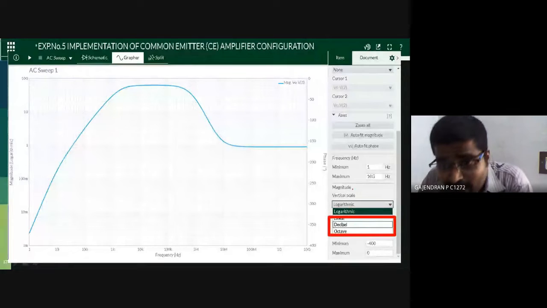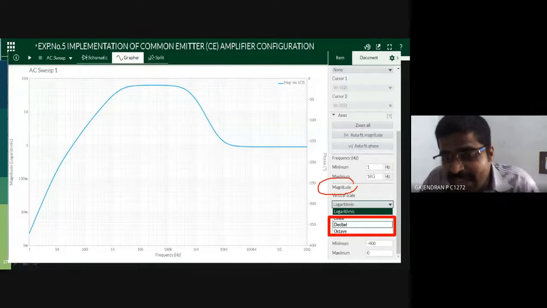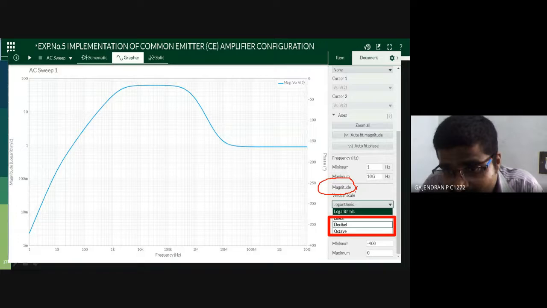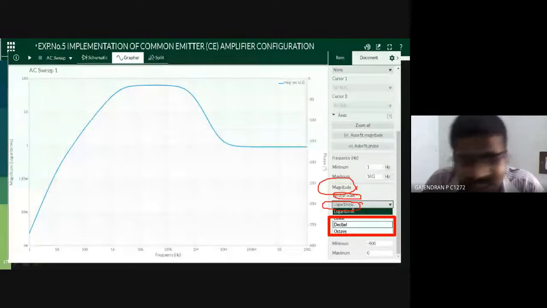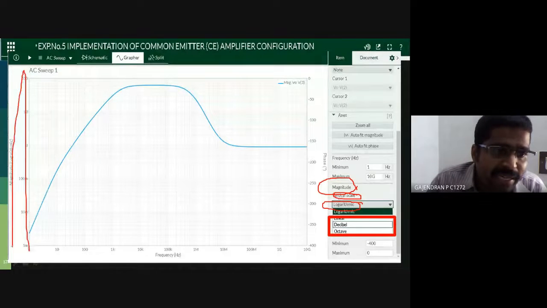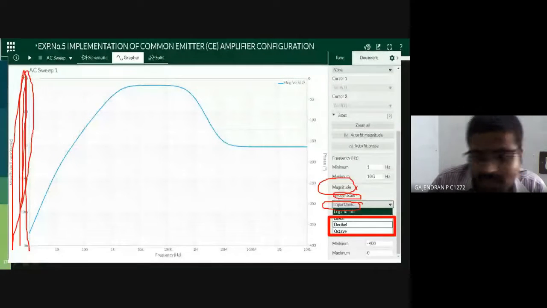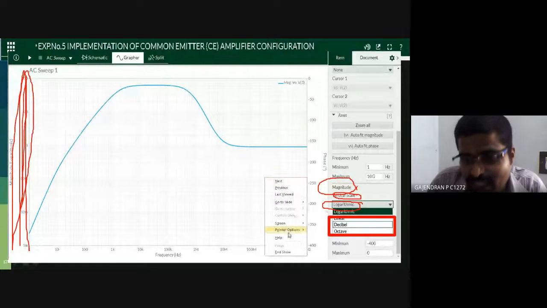You have to go to magnitude here. In magnitude, the vertical scale will be in logarithmic scale. This is the vertical component. So change the vertical into decibel.